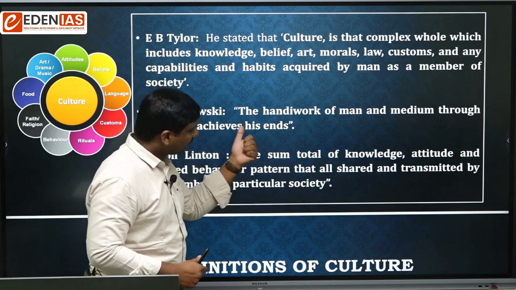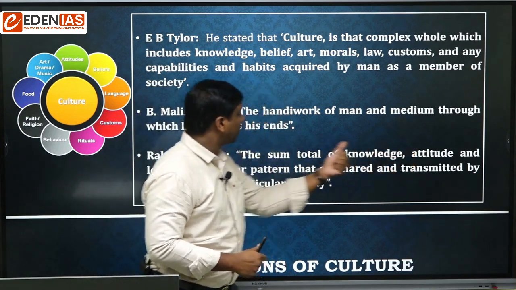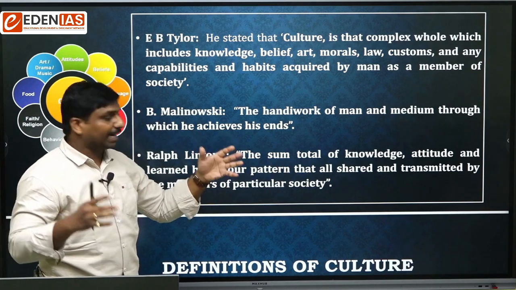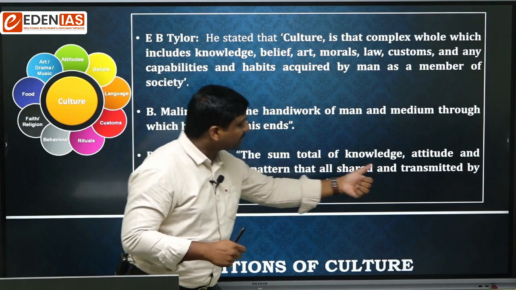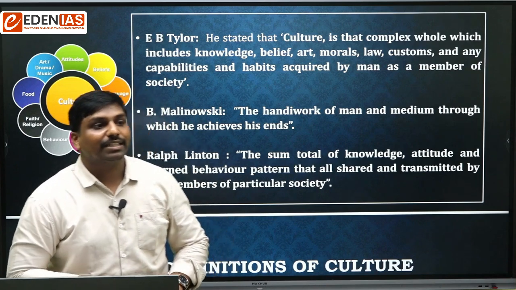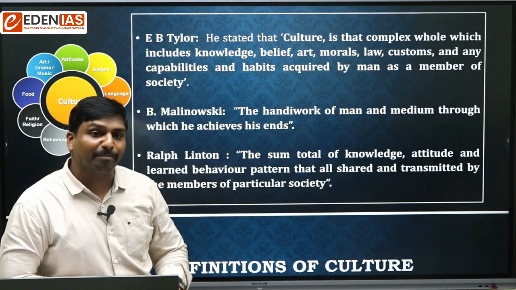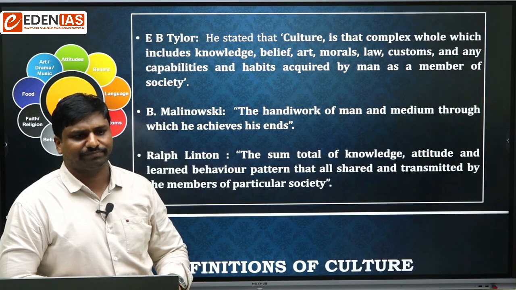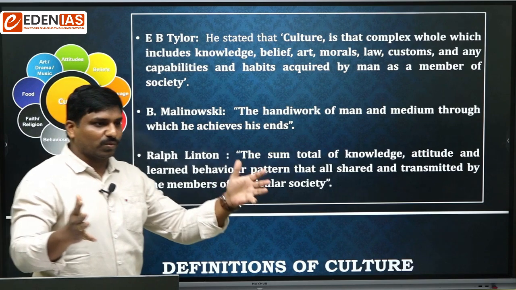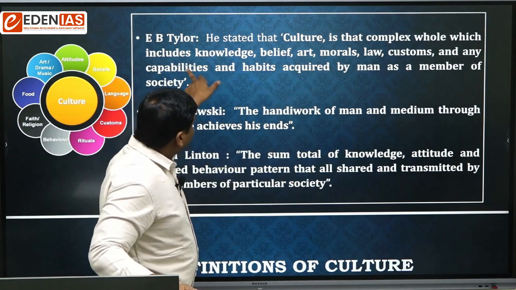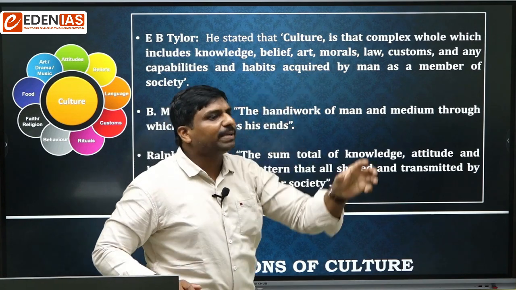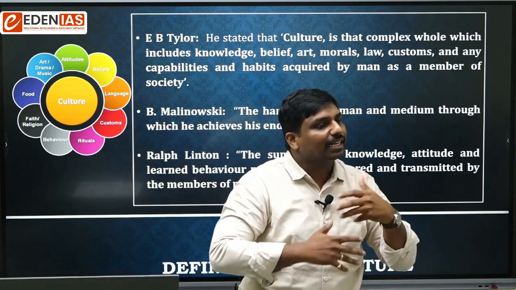Okay, culture is the sum total of knowledge, attitude, and the learned behavioral pattern. It's a learned behavioral pattern that is all shared and transmitted by the members of a particular society. So what Ralph Linton is trying to say is that there can be any other capabilities and habits acquired by man as a member of society. That means simply to say man as a member of society attains a lot of things.